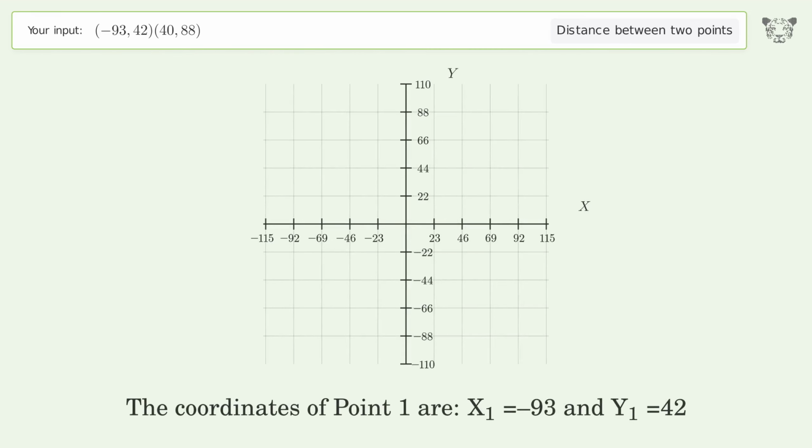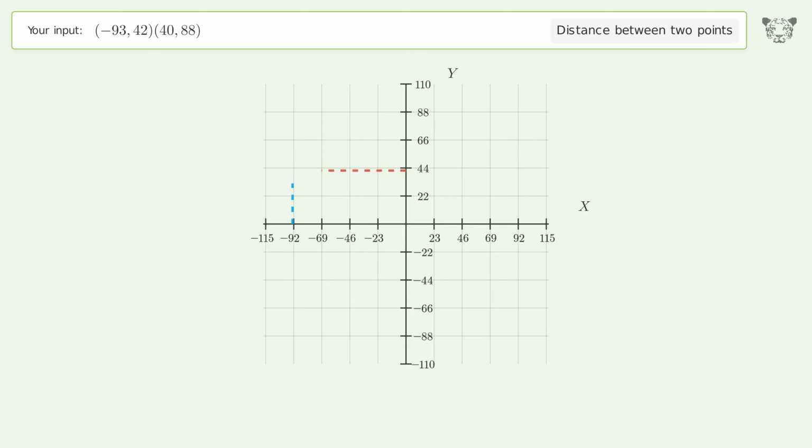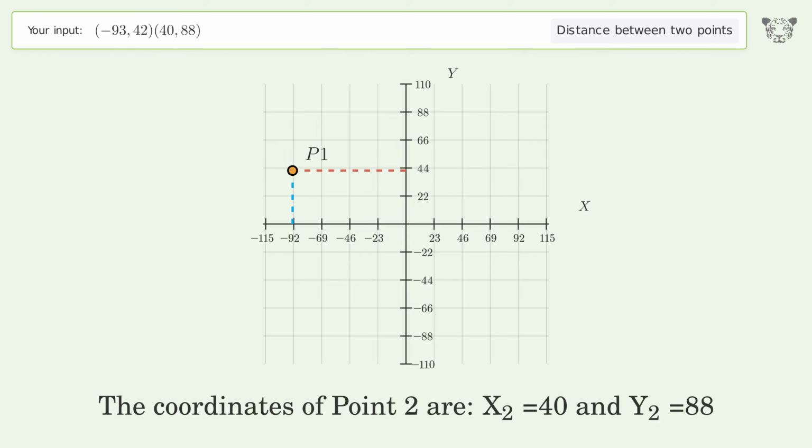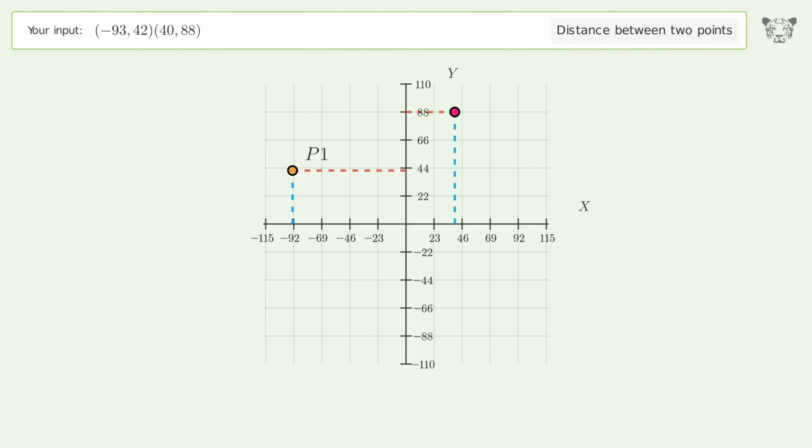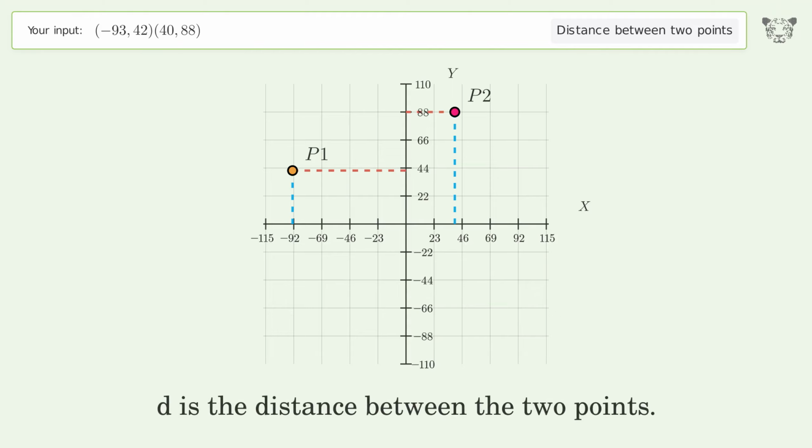The coordinates of point 1 are, x1 equals -93 and y1 equals 42. The coordinates of point 2 are, x2 equals 40 and y2 equals 88. D is the distance between the 2 points.